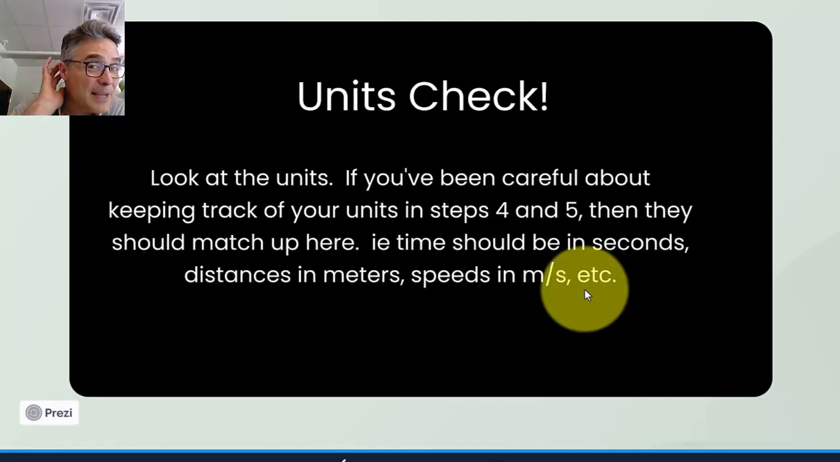And here's the last step: just do a units check. Look at the units. If you've been careful about keeping track of your units in the previous couple of steps, then they should match up here. You should get meters per second if it's velocity, or meters if it's distance, etc.